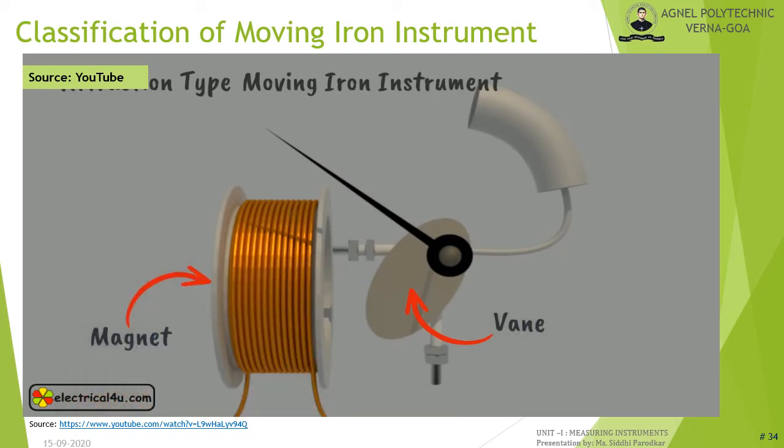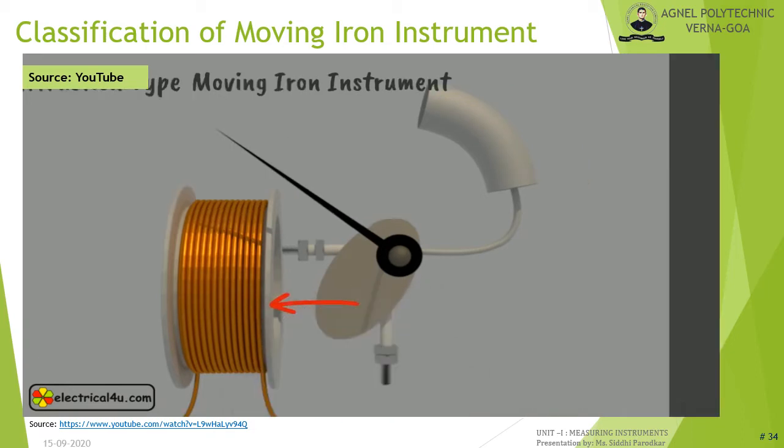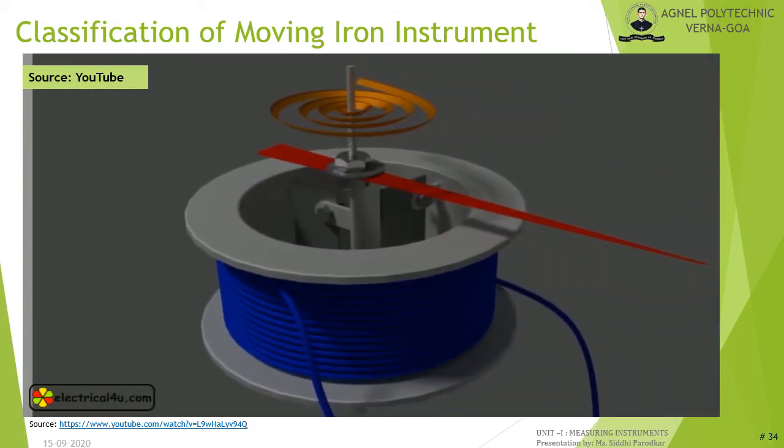A piece of soft iron vein is placed nearer to a magnet so that it would be attracted by the magnet. The force of this attraction depends upon the strength of said magnetic field. If the magnet is an electromagnet, then the magnetic field strength can easily be increased or decreased by increasing or decreasing current through its coil, so that the single soft iron vein is mounted on the spindle and it is attracted towards a coil.